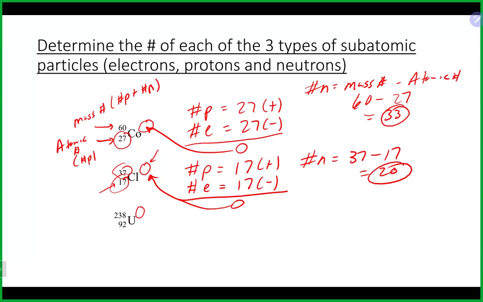Again, you can see each of those numbers are whole numbers. I did not go to the periodic table other than maybe to look at the atomic number. But everything else, again, should obviously be whole numbers. Lastly, U is uranium.